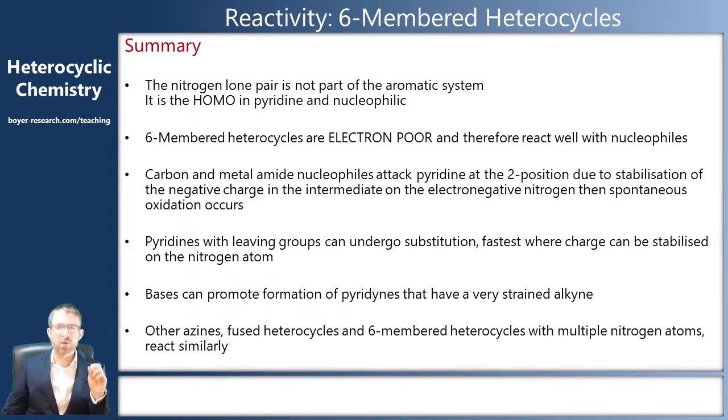Carbon nucleophiles will react at the 2 position of pyridine, as will metal amide nucleophiles, and in each case we get oxidation. In the case of carbon nucleophiles, we get spontaneous reaction with the air, whereas with nitrogen in the Chichibabin reaction, we get loss of H-. We can see that if there's a good leaving group in the system, we can get substitution. However, under certain conditions, we can promote an elimination instead of substitution to have a reaction that proceeds via a strained alkyne. This reactivity does not just apply for pyridines, but can be mapped across other 6-membered heterocycles, such as fused heterocycles like quinolines and isoquinolines, and heterocycles containing multiple nitrogen atoms.